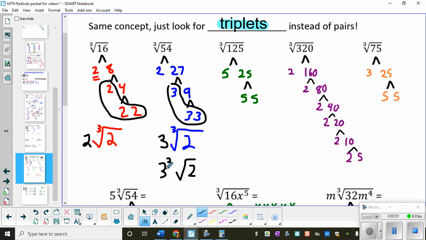And to me, that looks like 3 cubed times the square root of 2. So just make sure, again, you can see I'm putting the little 3 up here with my number in blue so that you can see it's the cube root of 2.